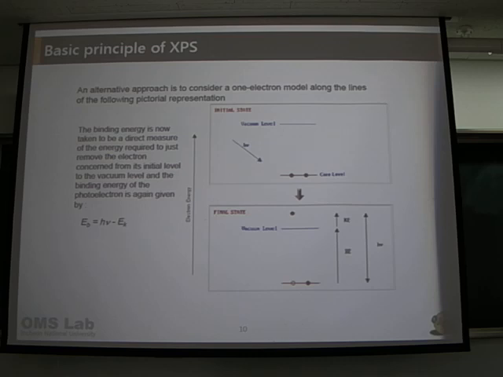Can you just explain what this equation is? What are we measuring from here? This equation measures this one, EB, that means the binding energy. The binding energy is equal to h nu minus EK. EK means the kinetic energy.